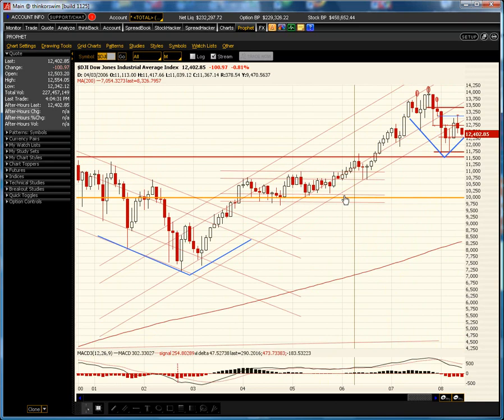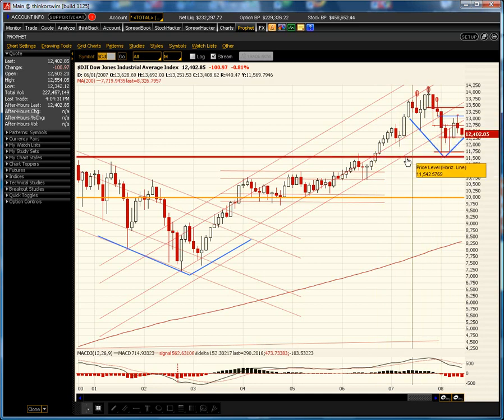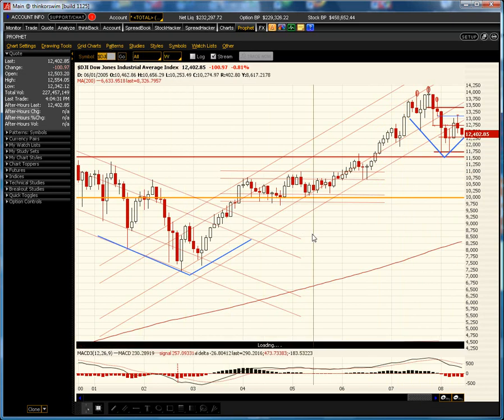Where does that leave us? Well, we broke through that 11,500 level. That was just back at the end of 2006. And this is where we are today. We broke through that level, we came back up. And now, let's take a look at these prices on a weekly basis.